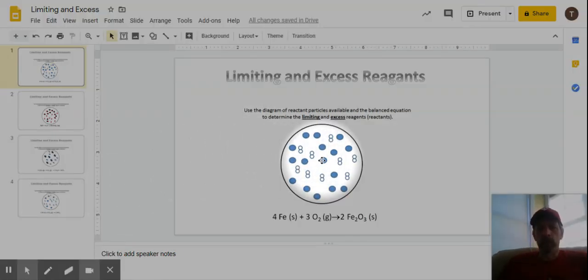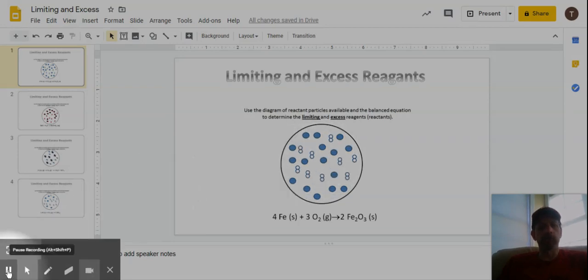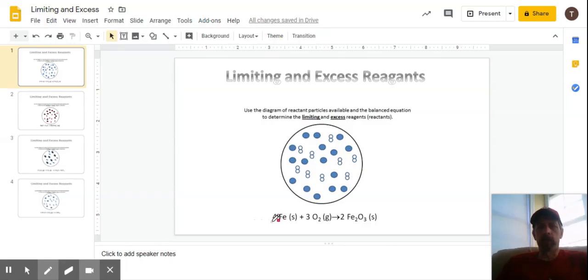What we have below here in the circle is a simulation of particles available as reactants. The particles available will get used up in a very specific ratio. That ratio is represented by what we call coefficients. In this case, for the element iron, there's a coefficient of 4, and for the other reactant, oxygen, there's a coefficient of 3. This essentially means that when the chemical reaction occurs, these particles react in a 4:3 ratio.